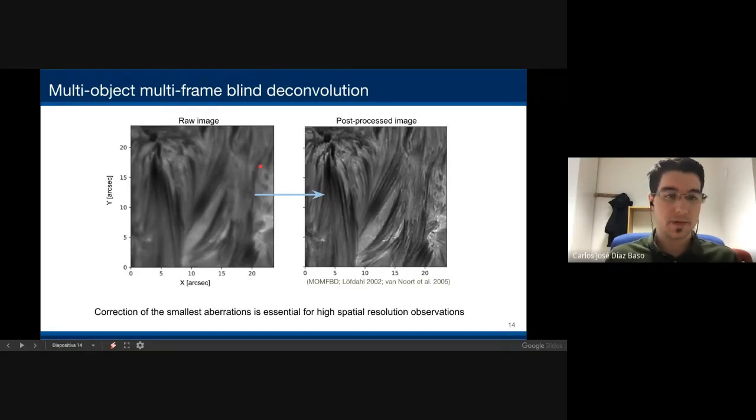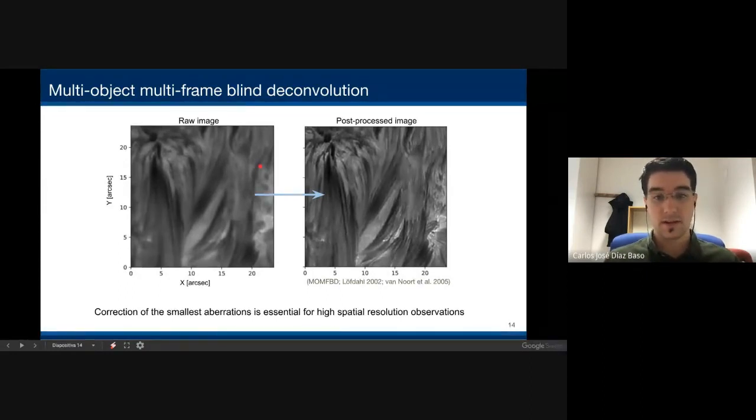The motivation of having high spatial resolution is, of course, not only from space, but also important when we observe from the ground. From the ground, we use adaptive optics to correct the atmospheric aberrations, but it is not enough, and we usually need to, a posteriori, use a technique to correct the smallest aberrations to really do high spatial resolution observations.